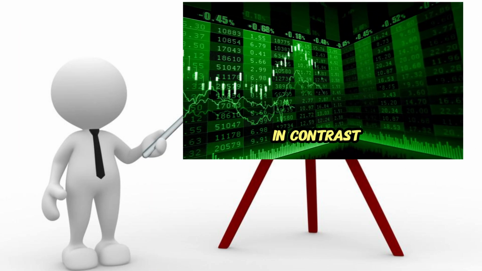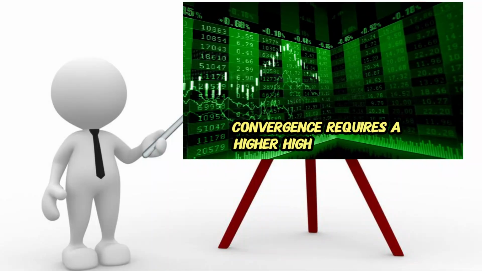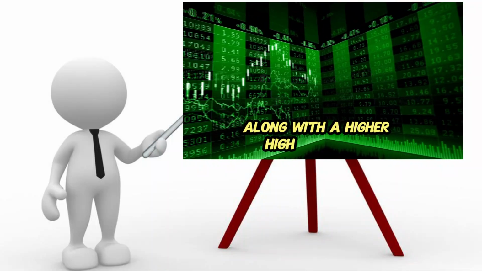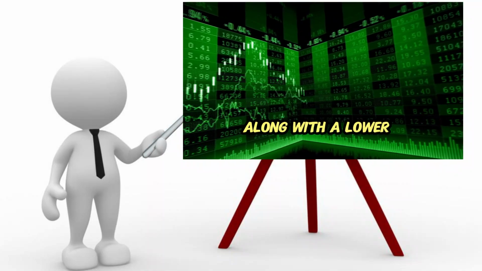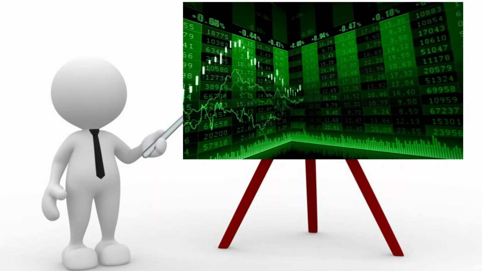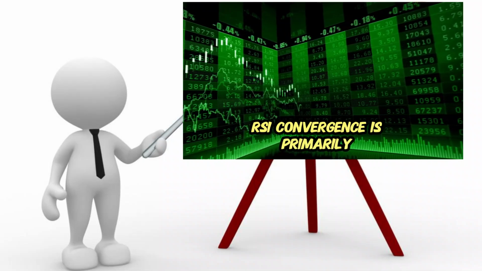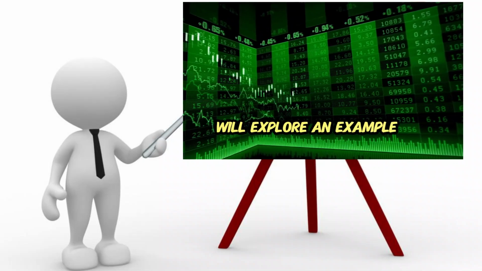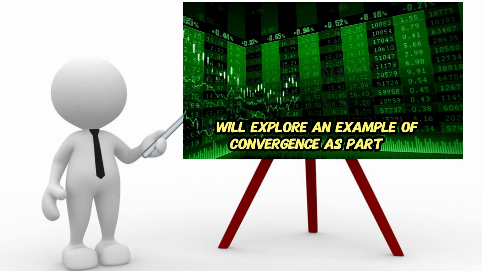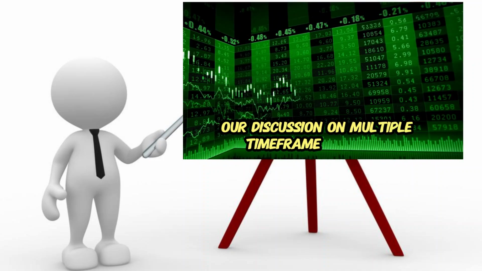In contrast, convergence requires a higher high in the price, along with a higher high in the RSI, or a lower low in the price along with a lower low in the RSI. RSI convergence is primarily utilized for trend continuation trades. We'll explore an example of convergence as part of our discussion on multiple time frame analysis.